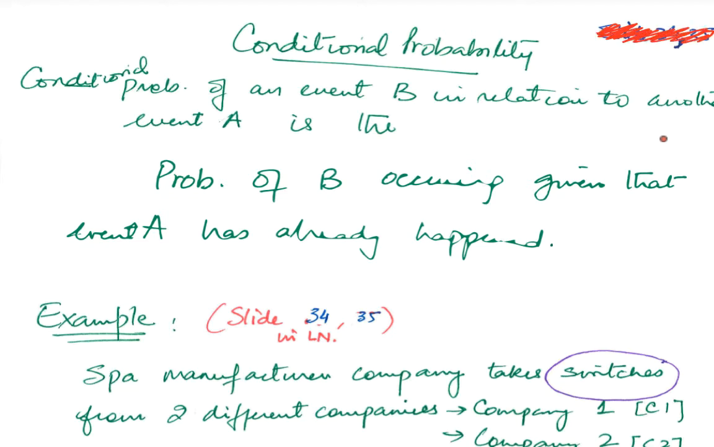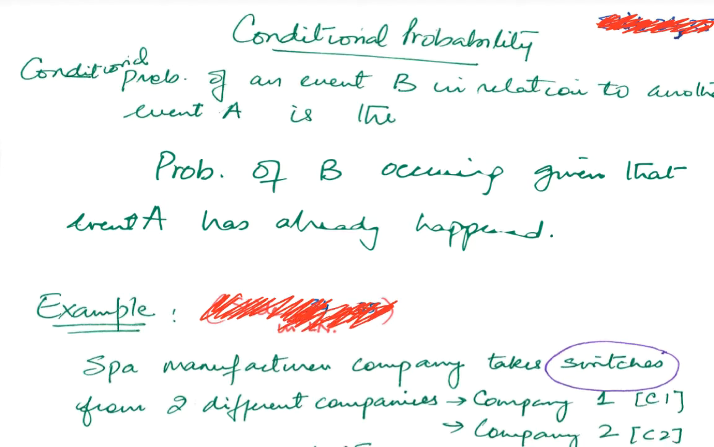Okay, so remember, this is conditional probability once again, the conditional probability of an event in relation to another event. It is the probability of B occurring given that event A has already happened. So this example is the one we are looking at. I'm just going to remove this old slide information. So let's go straight to the problem.